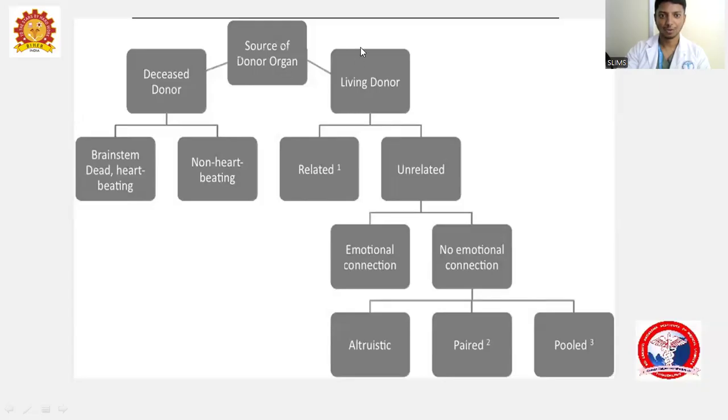So the source of donor organ can be from a deceased donor or can be from a living donor. Deceased donor, this patient can be a non-heart beating patient or can be brainstem dead heart beating patient. Living donor can be related, unrelated. Unrelated will be, the patient can be donating due to emotional connection, or if there's no emotional connection, we classify them to be altruistic, paid, and pooled.